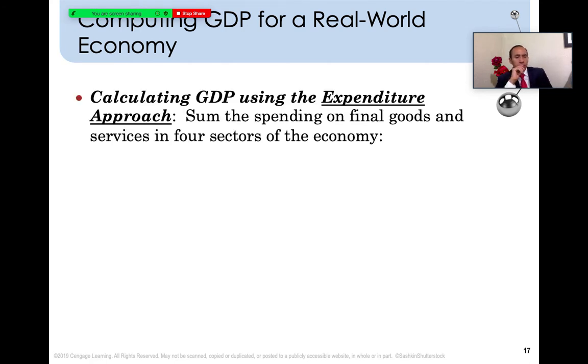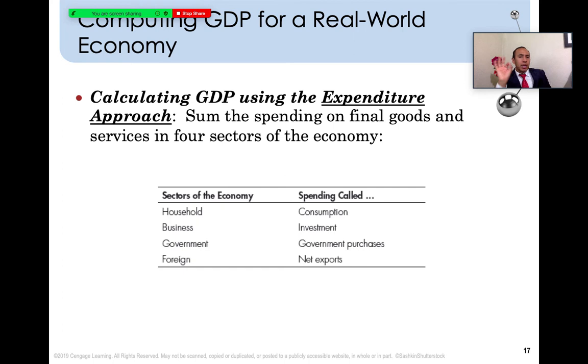Analyzing GDP further, we have a way to calculate gross domestic product using two different approaches: the expenditure approach and the income approach. We're going to use the expenditure approach extensively and more often to analyze economic GDP. The expenditure approach is the sum of the spending on all final goods and services in different sectors of the economy: for the consumers, the government, the investors, and the foreign sector.